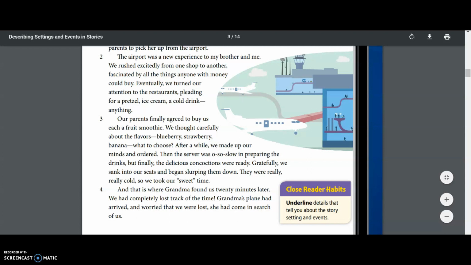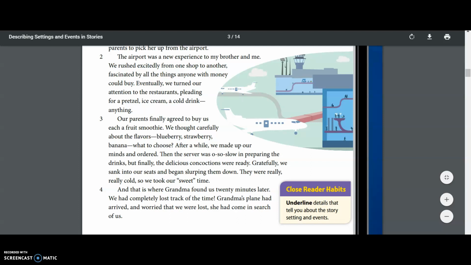Paragraph 4. And that is where Grandma found us. 20 minutes later, we had completely lost track of the time. Grandma's plane had arrived, and worried that we were lost, she had come in search of us.